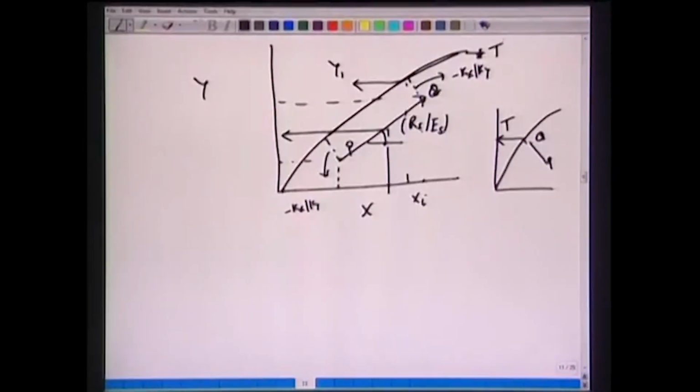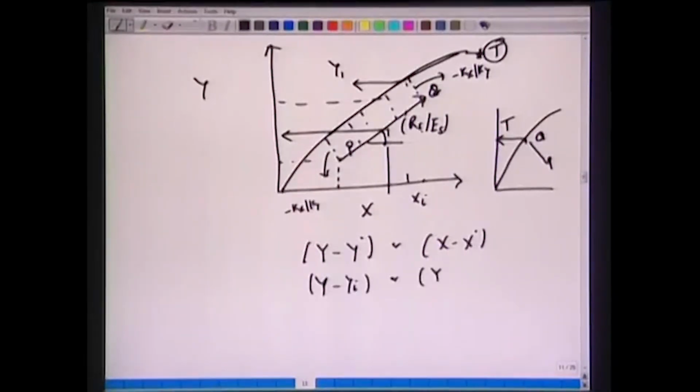So this point T will be equivalent to this T that we obtain in the co-current flow. The second important point to note here is that if we find the driving force between P and Q at any location, we draw this slope of minus kx over ky and find the driving force for mass transfer as y minus y star, or x minus x star, or y minus yi based on the interfacial concentrations or individual mass transfer coefficients, or x minus xi, etc.